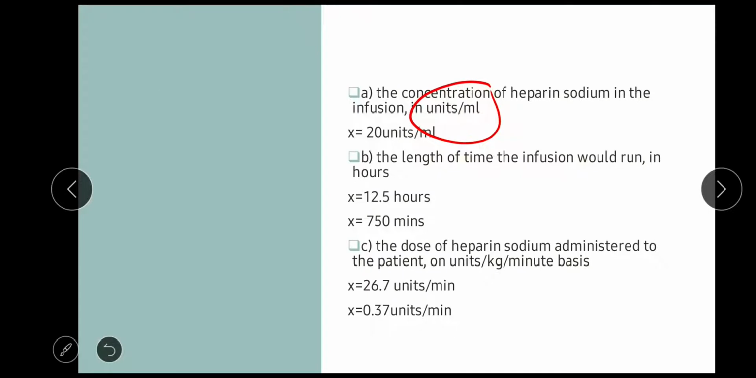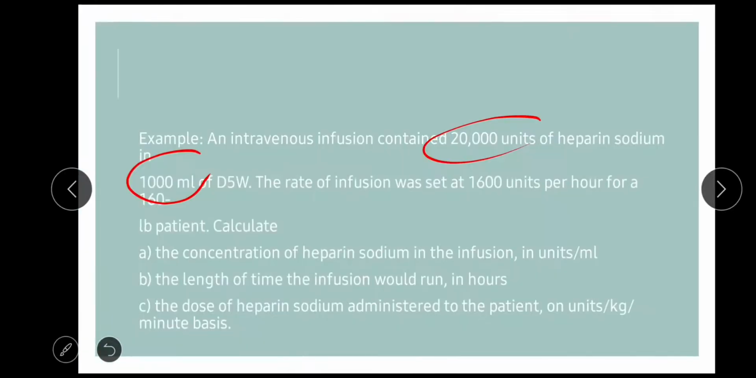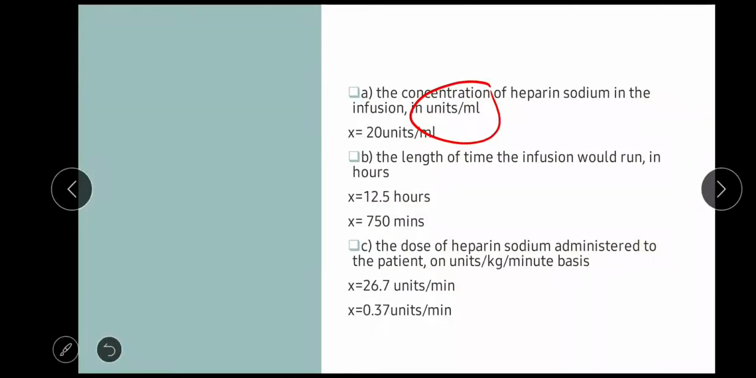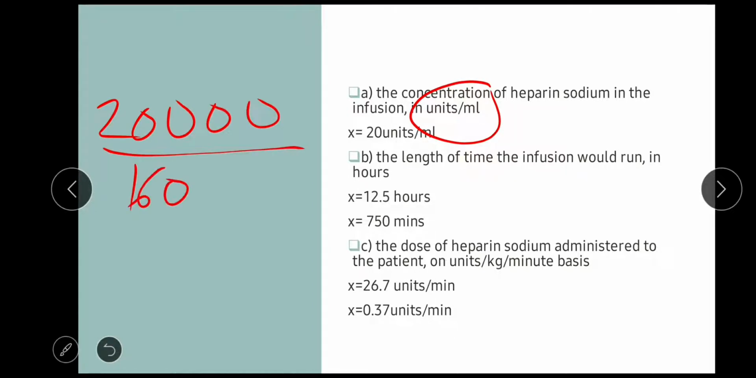Then, for letter B, calculate the length of time the infusion would run in hours. So, ang magiging given naman natin dito, dahil hours ang hihingi natin, yung 1,600 units per hour. So, to compute lang, 20,000 units over 1,600 units per hour. So, the answer would be 12.5 hours or kung i-convert natin, 750 minutes. Bakit natin convert into 750 minutes? Dahil gagamitin natin siya sa letter C. Pero yung answer dito sa letter B is 12.5 hours.